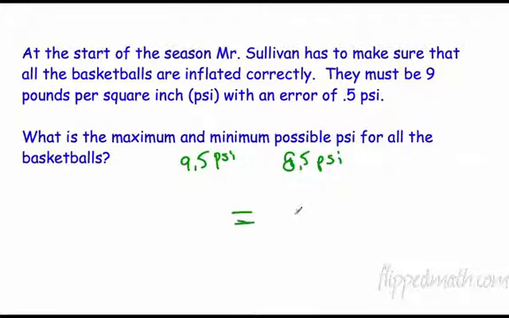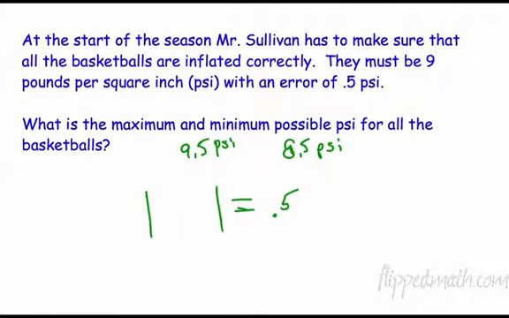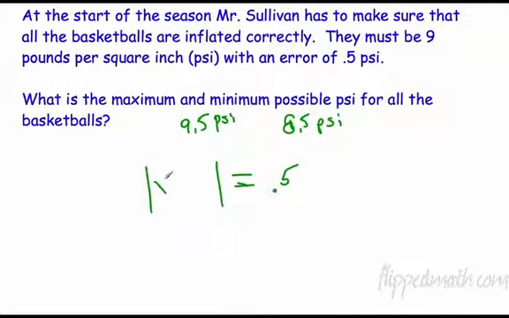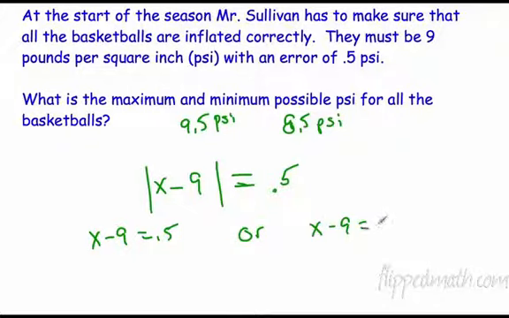So what we're talking about here is learning how to set these things up. And one thing you need to know is that when you set this up, this number here, this error, is called the absolute error. And the absolute error is what you always put on the one side by itself. Now what goes in here is my new value, what I don't know, and I'm going to subtract what I have, 9. The reason I'm going to subtract, you'll see in a second. So now if I were to solve it like this, I'd have x minus 9 equals 0.5, or x minus 9 equals negative 0.5.